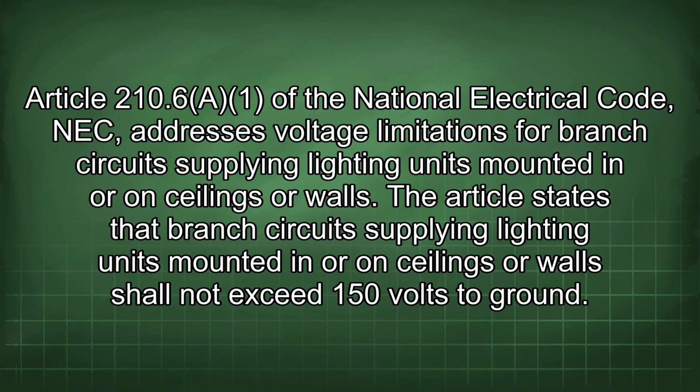Article 210.6(A) of the National Electrical Code, NEC, addresses voltage limitations for branch circuits supplying lighting units mounted in or on ceilings or walls. The article states that branch circuits supplying lighting units mounted in or on ceilings or walls shall not exceed 150 volts to ground.